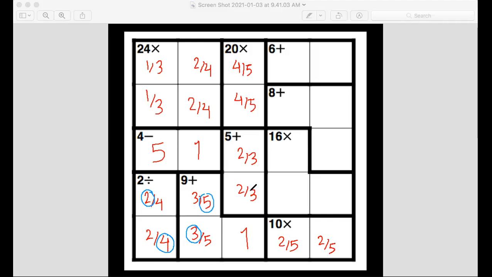Right, so if this is a 2, then this must be a 3. If this is a 3, this must be a 2.